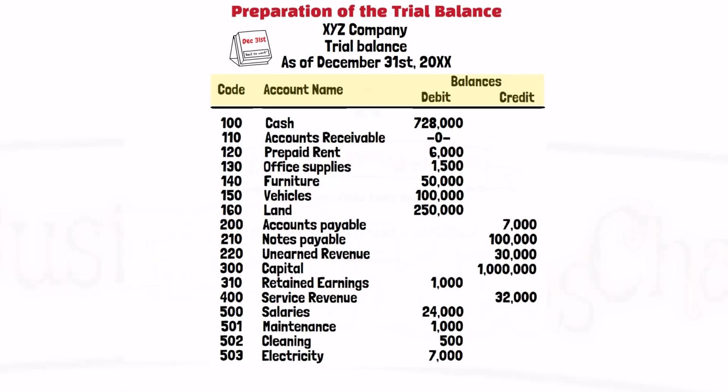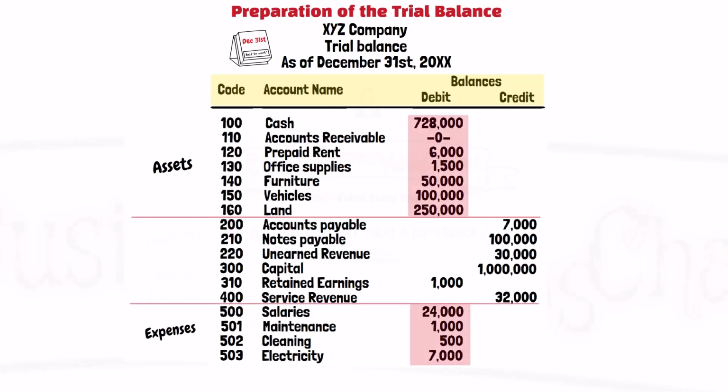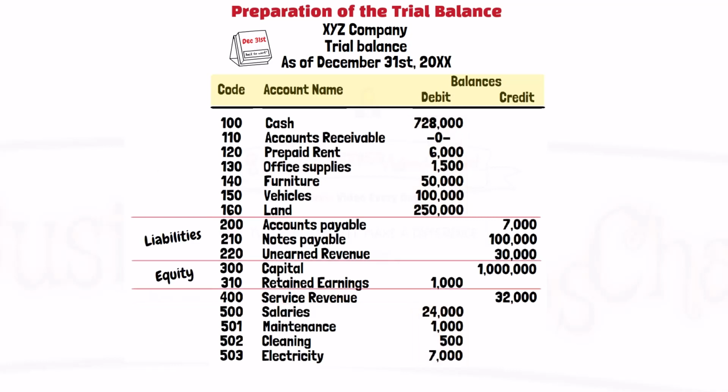Also note that the balances of the assets accounts and the expenses accounts are always debit balances, while the balances of liabilities, equities and revenues accounts are always credit balances, and that is always the case.